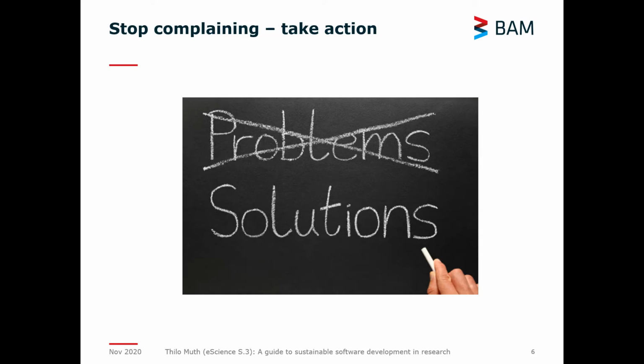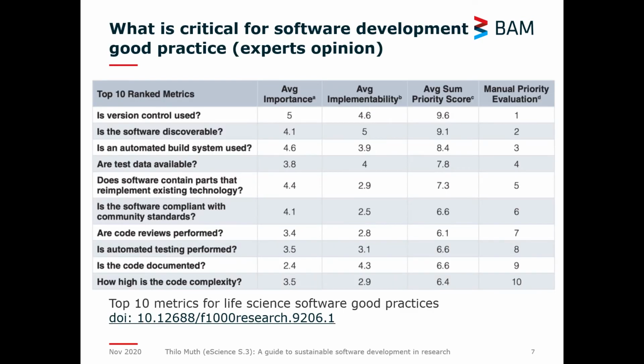So we know this problem of the reproducibility crisis, and we know the problem that software is often unsustainable in research. So what to do about it? There were experts who sat together with this problem and with the question, what is critical for good software development practice? And these experts set up a top 10 metrics, in this case for life science software good practices.